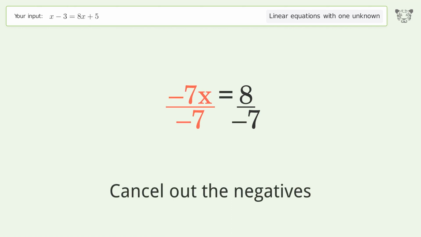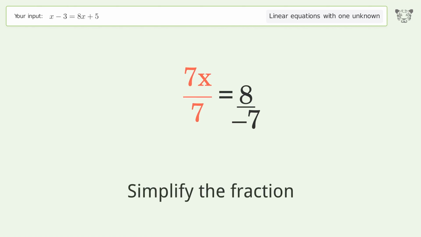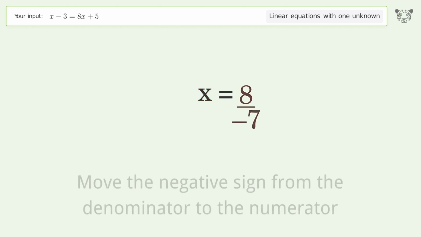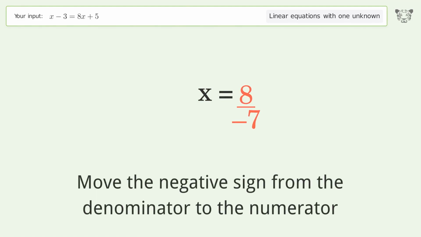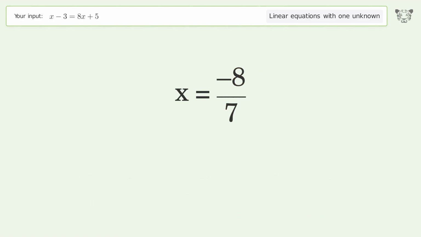Cancel out the negatives. Simplify the fraction. Move the negative sign from the denominator to the numerator. And so the final result is x equals -8/7.